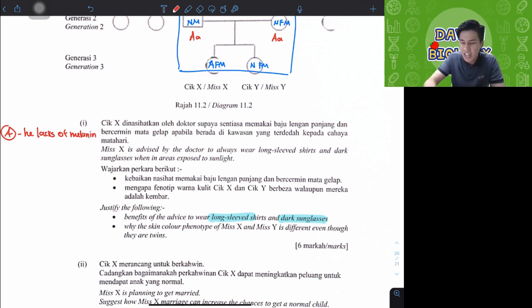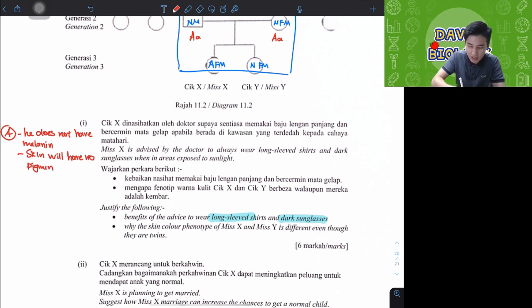Actually it's not lack. He totally doesn't have melanin. He does not have melanin. It's because his gene has a problem, he cannot produce this thing called melanin. That's why the skin will have no pigment. Pigment means color.